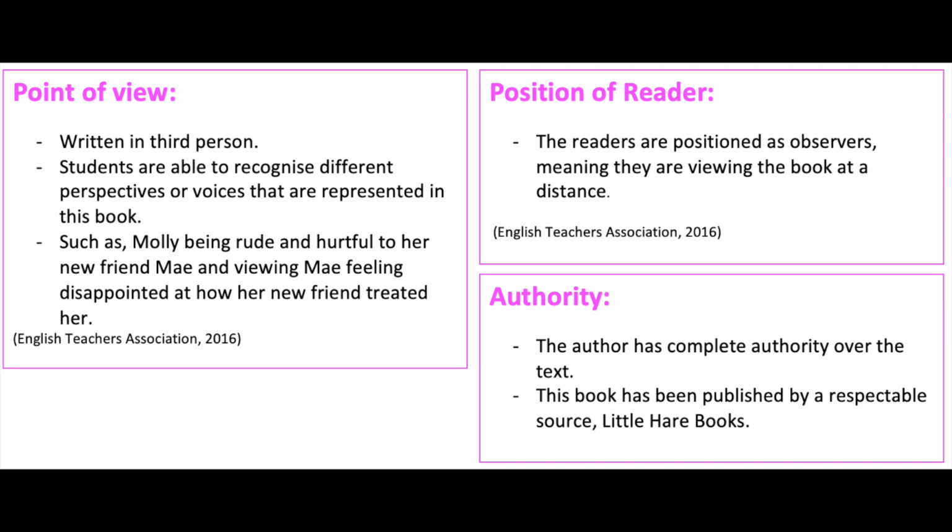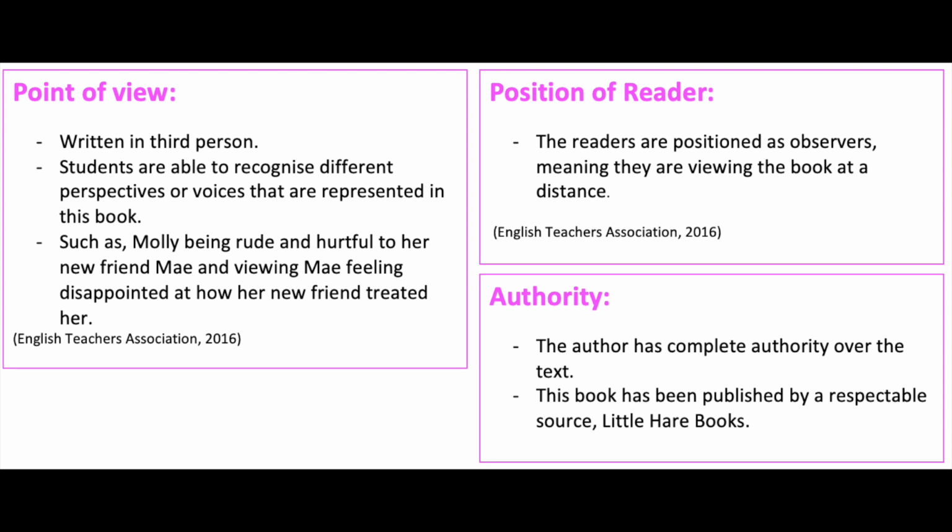Point of view. This story is written in third person. Students are able to recognise different perspectives or voices that are represented in this book, such as Molly being rude and hurtful to her new friend May, and observing and viewing May's feelings of disappointment at how her new friend has treated her. In terms of position, the readers are positioned as observers, meaning they are viewing the book at a distance. When looking at authority, the author has complete authority over the text.